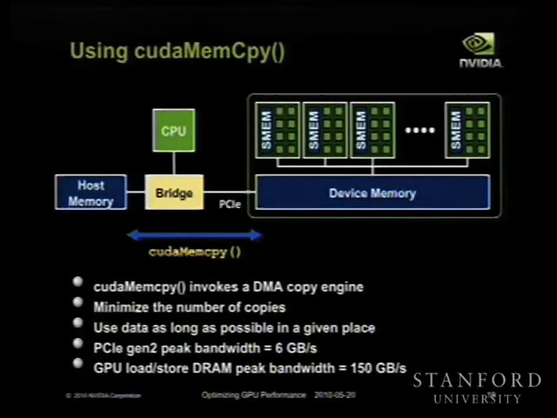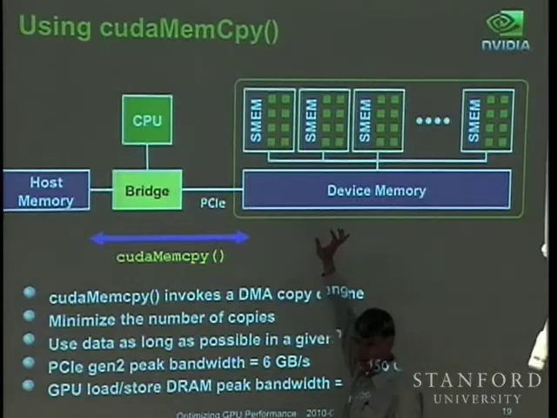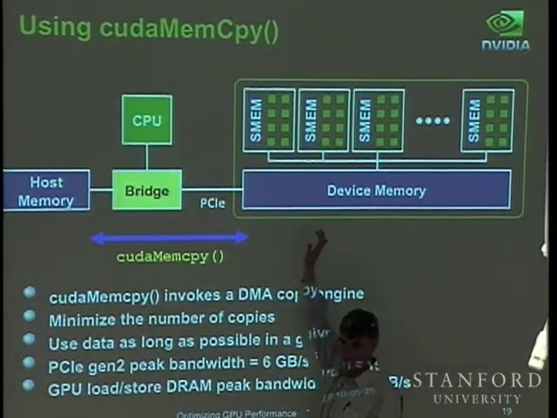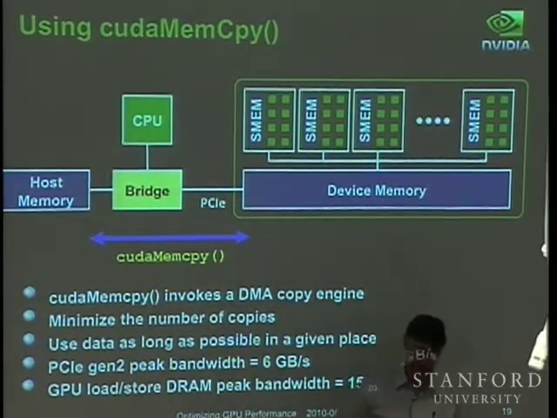Okay, using the fact that we have two different machines here means that we have to copy data back and forth. So you guys have all had to code up this CUDA mem copy where you copy something from host memory into device memory and then have to copy some answer back. And that's kind of a pain in the neck, right?